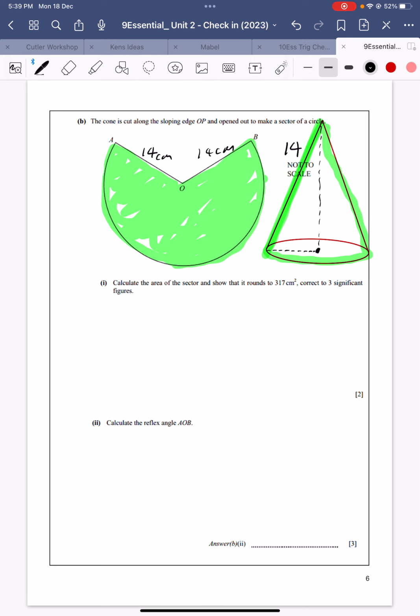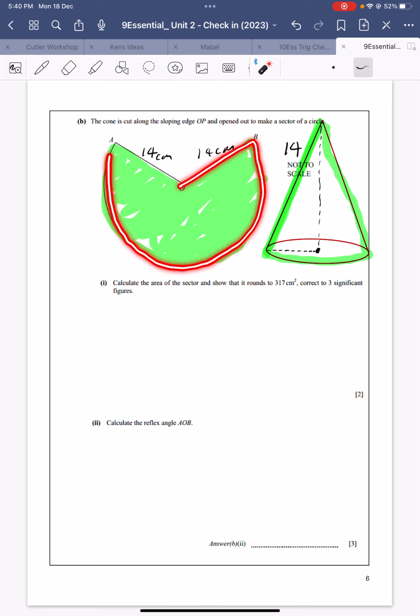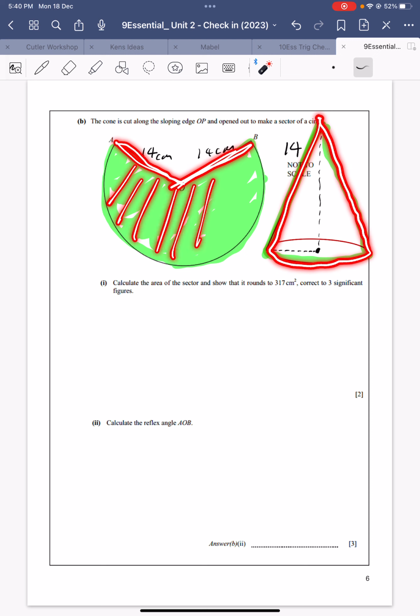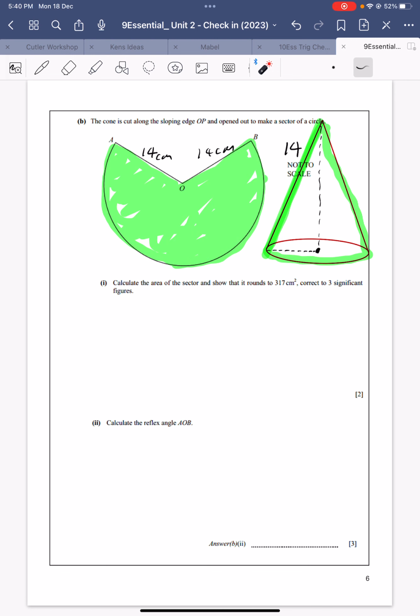If you imagine you would cut this out from the piece of paper, and if you fold and make this 14 centimetres hit this 14 centimetres, you would actually get this beautiful cone shape, all right? So basically, this area of the sector on the flat piece of circle is the same as the curved surface area of the actual cone.